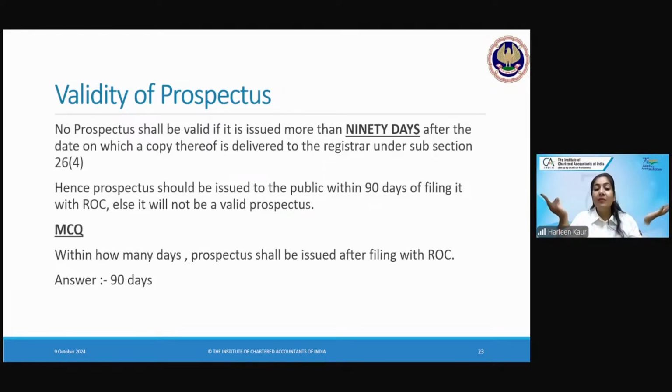So MCQ can come. Within how many days the prospectus shall be issued after filing with ROC? Within 90 days. So the examiner will ask you, within 60 days, within 30 days, you have done so much information and incorporation of company, you must have done 60 days, 30 days, registered office, everything. So this 90 days have come up. So you have to retain this information.